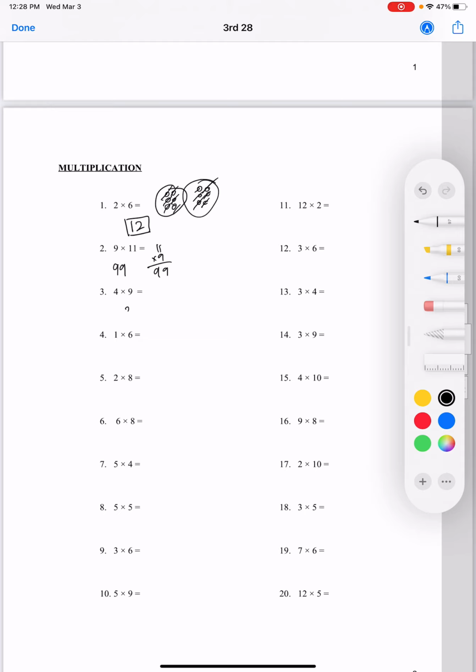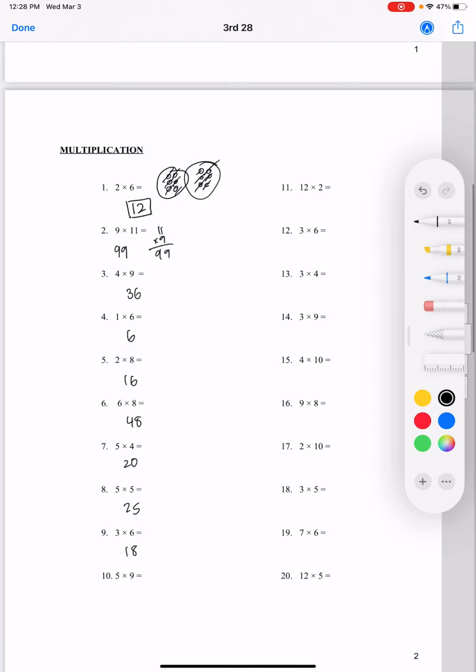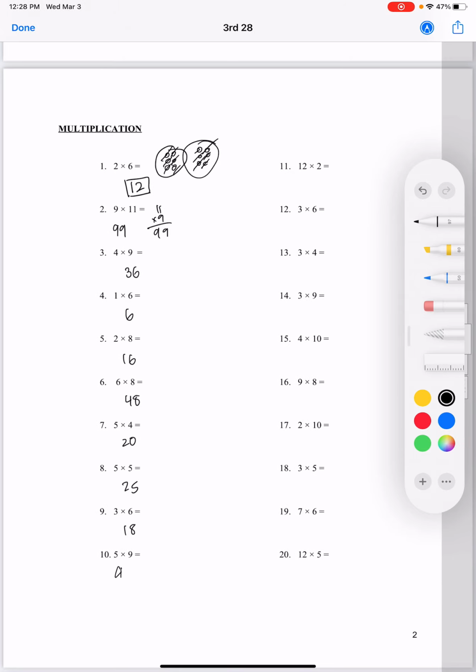9 times 4, 36. 6 times 1, 6, 16. 6 times 8 is 48. 5 times 4 is 20, 25, 18. 5 times 9 is 45. 12 times 2 is 24. 6 times 3, 18. 4 times 3, 12. 9 times 3, 27. 4 times 10, 40. 9 times 8 is 72. 20, 15, 42, and 60.